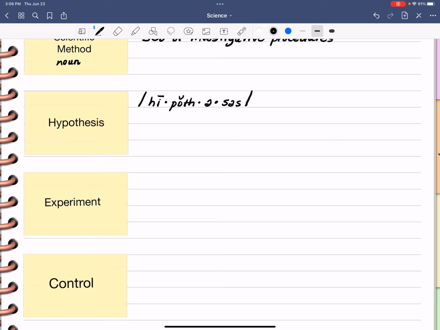Hypothesis is an educated guess, or testable prediction. It is not just a stab in the dark. It's an educated guess or testable prediction. And this is a noun. It's a thing.